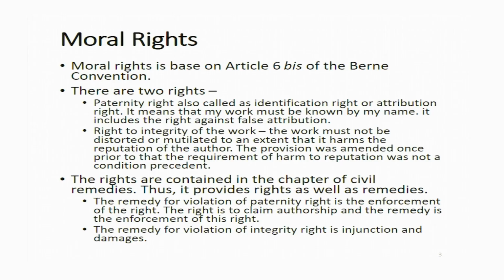An important point here is that these rights are contained in the chapter of civil remedies. Section 57 is in the chapter of civil remedies. So, one may get confused as to whether section 57 provides rights or does it provide remedies. Now, what I wanted to convey here is, if you look into the provisions, the first right is right to claim paternity. How will this right be breached? If somebody else will write his name in place of my name, that would mean breach of paternity right.